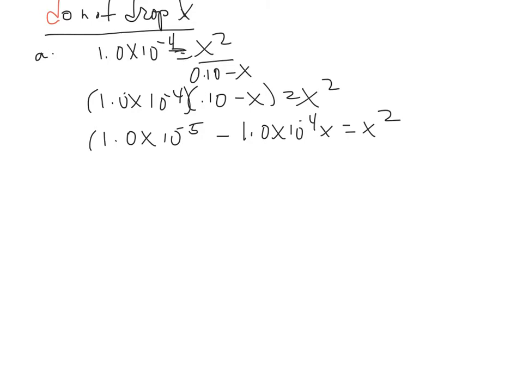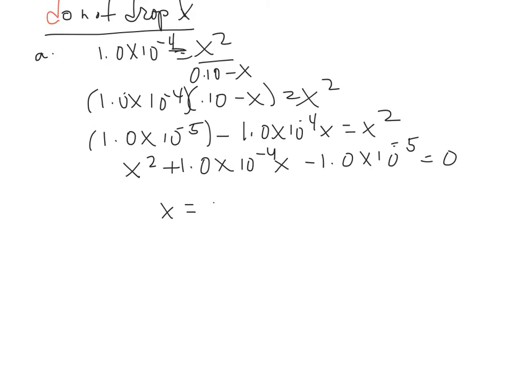And then, I guess I had a parenthesis there. Then you put it all on the left hand side, you have x squared plus 1.0 times 10 to the minus 4x, and then minus 1.0 times 10 to the minus 5, and that will be equal to 0. Then we're going to use the quadratic equation. x is equal to minus b plus or minus the square root of b squared minus 4ac, divided by 2a.